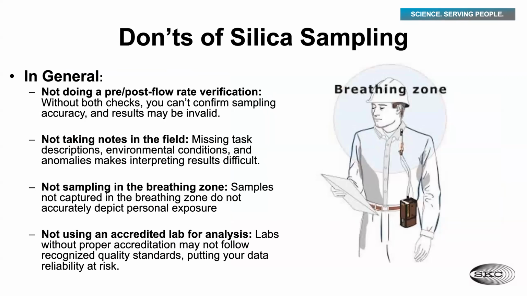So as far as some of the don'ts of silica sampling, that first one is not doing a pre and post flow verification. This goes without saying. There's never a time that you are sampling that you should not have a pre and a post flow rate associated with that particular sample.